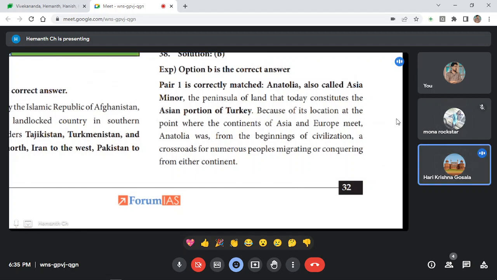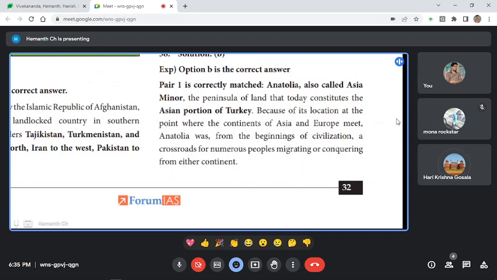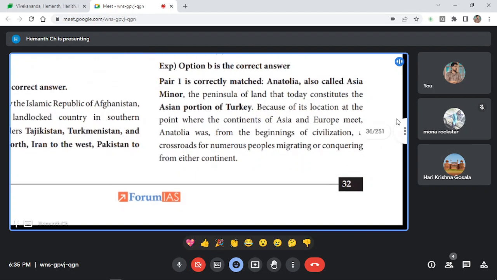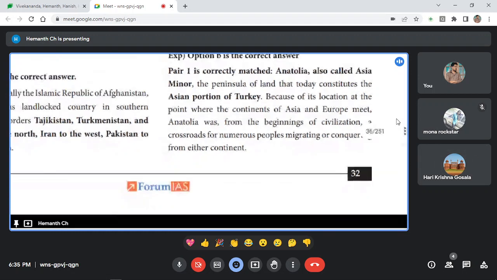Anatolia, also Asia Minor, is the peninsula of land that constitutes Asia's portion of Turkey. Because of its location at a point where the continents of Asia and Europe meet, Anatolia was from the beginning of civilization a crossroads for numerous people, migrating or conquering from either continent. Next.